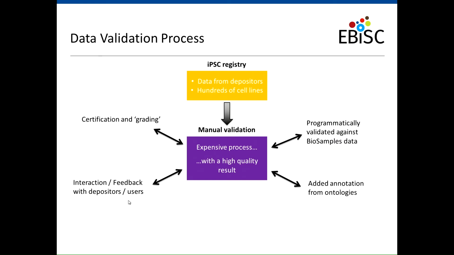We need interaction and feedback from users and depositors. But we also need to automate this process, with some programs to validate the data against pre-existing data or data which come in later on. And as much as possible, we want to use standards, the data standards or ontologies, to basically navigate with the data and make the validation process more automated. And one issue here is standard assays. If people use 10 different assays to measure pluripotency, it's very difficult to automate this validation.